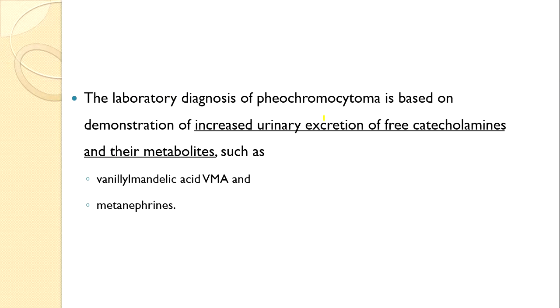The laboratory diagnosis is increased urinary excretion of free catecholamines and their metabolites, vanillylmandelic acid. This is important to remember because you can be given a clue about pheochromocytoma in MCQ. Vanillylmandelic acid and metanephrines. These are the byproducts which are seen in urine of the patient of pheochromocytoma.